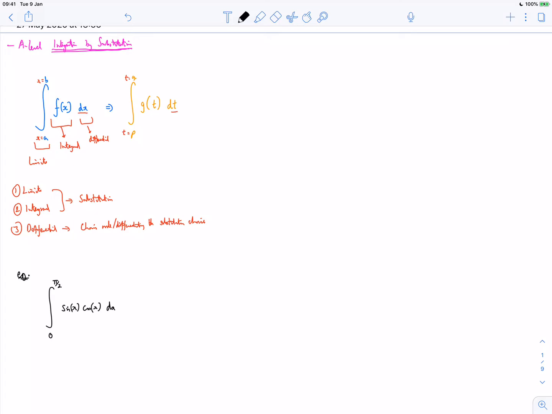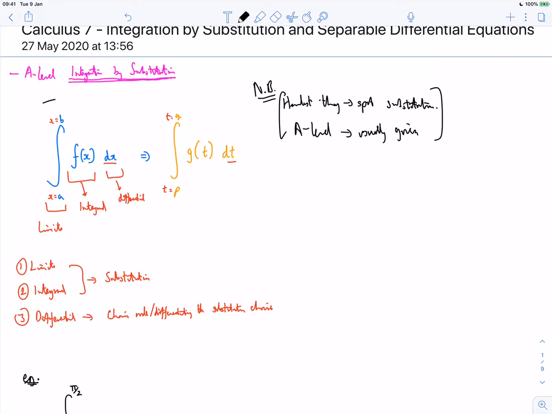Right, one of the hardest things to spot, nota bene, is the substitution. The hardest thing is to spot the substitution. And for A level, the substitution is usually given because they just want to make sure that you understand the mechanics of what's going on.